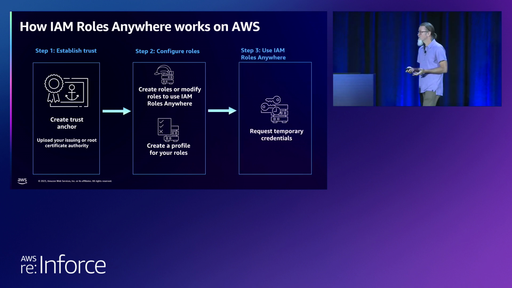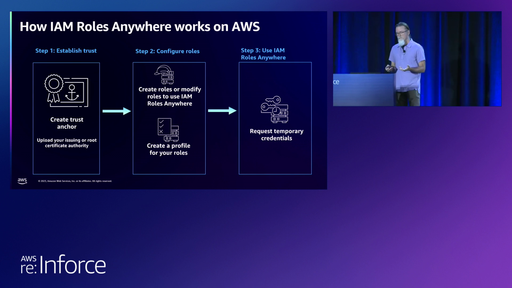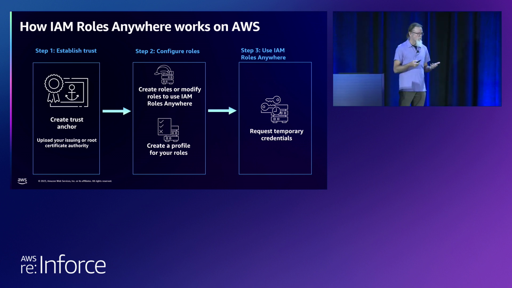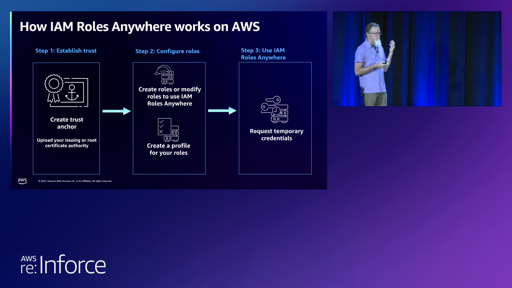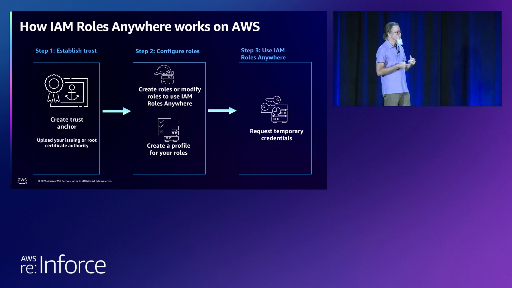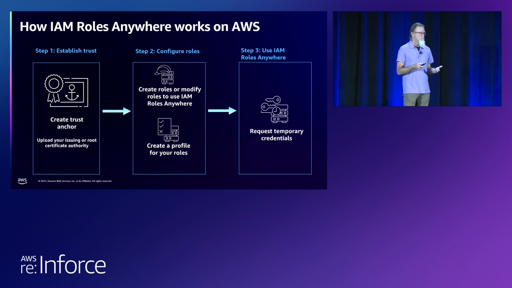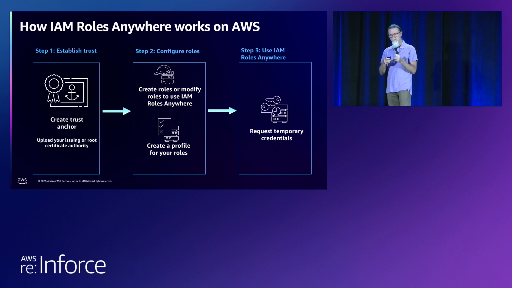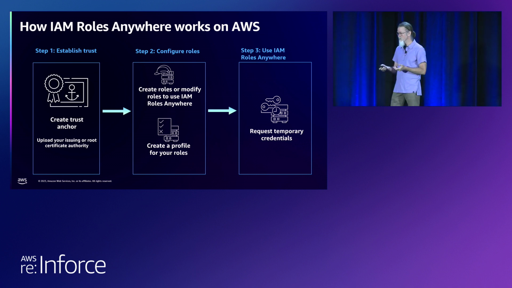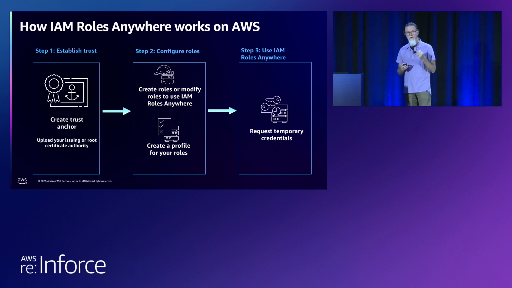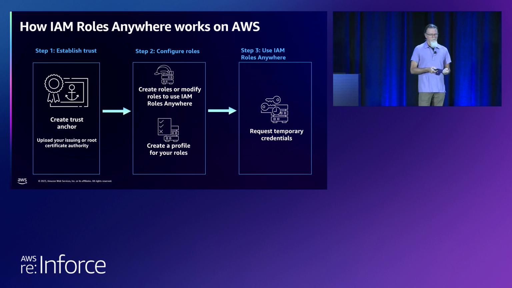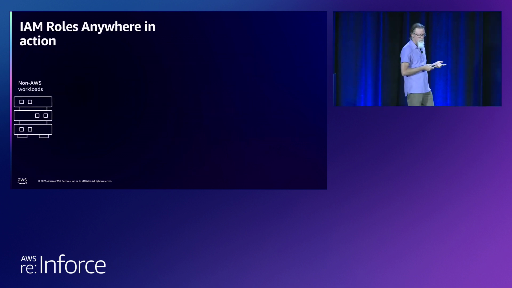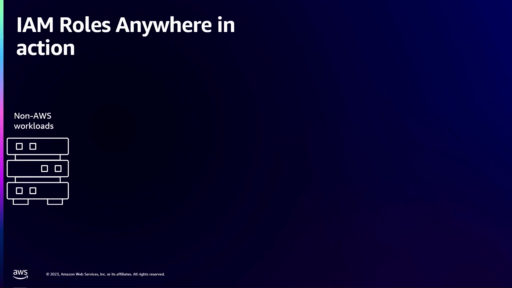Finally, you set up your client to use it. As of today, we provide a helper tool we call the credential helper, which you configure on your compute. It interacts with IAM Roles Anywhere, using the private key and X509 certificate that you've issued to the compute, to get the temporary credentials. What that looks like is this. You have your server, your container, your applications running in your data center.